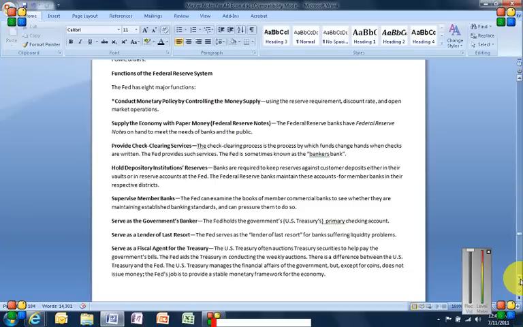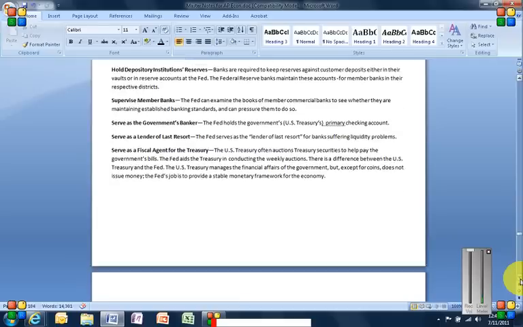The U.S. Treasury often auctions Treasury securities to help pay for the government's bills, and the Fed aids the Treasury in conducting the weekly auctions. Understand there is a difference between the U.S. Treasury and the Fed. The U.S. Treasury manages the financial affairs of the government, but except for coins, does not issue money. The Fed's job is to provide a stable monetary framework for the economy.